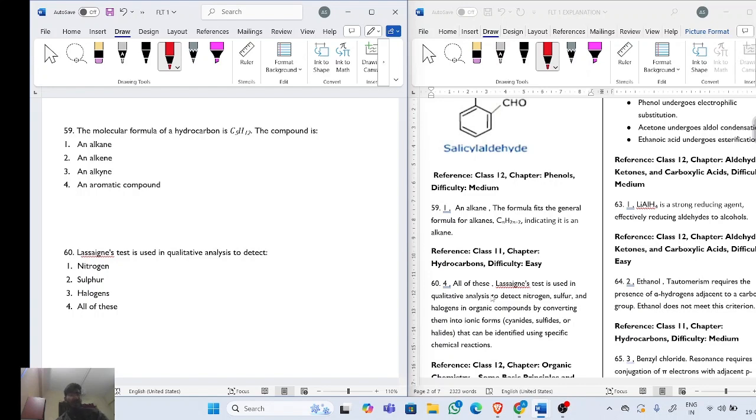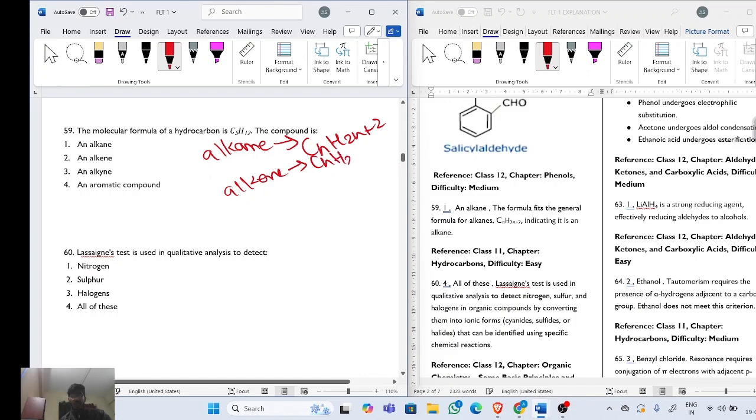Yes. In this question, we can directly predict because for alkane, the general formula is CnH2n plus 2. In alkene, the general formula is CnH2n, and similarly for alkyne CnH2n minus 2. So here the number of carbons is 5, meaning n value is 5, and 2n plus 2 means 2n is 10, plus 2 equals 12. So the formula is following alkane. So the compound is an alkane. Option number 1 is our correct answer.